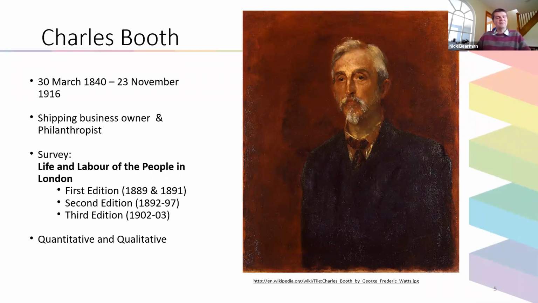Charles Booth's credited with developing the first kind of geodemographic, although he didn't use the term at that point. He was a shipping business owner and philanthropist in London, lived between 1840 and 1916. And he was really interested in the people of London and what they did. And he put together this survey, Life and Labour of the People in London, between the 1880s and 1900s. And so he took a very quantitative and a qualitative approach to try and classify and group the people of London and be able to talk about them.